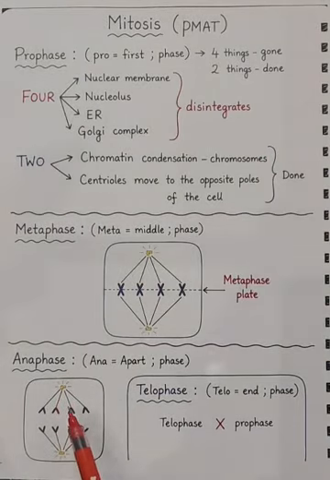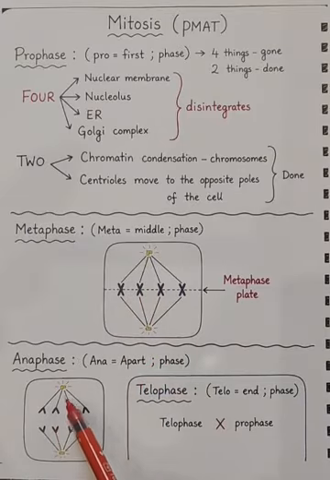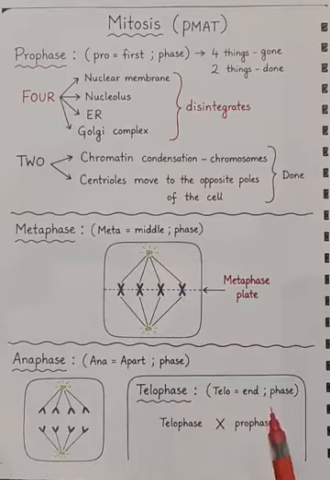Very, very important points that you need to remember in anaphase are: contraction of spindle fibers, centromere split, and movement of chromatids to the opposite poles.